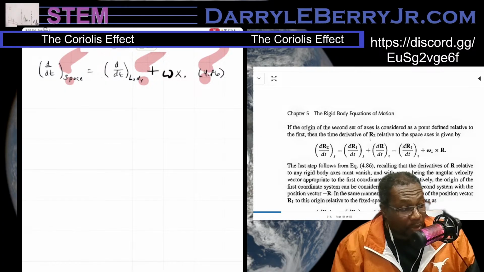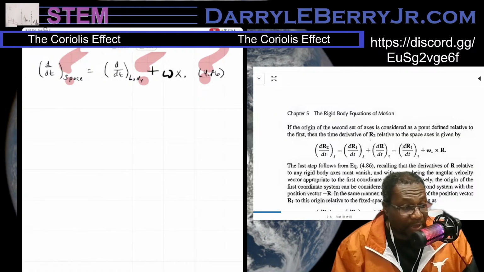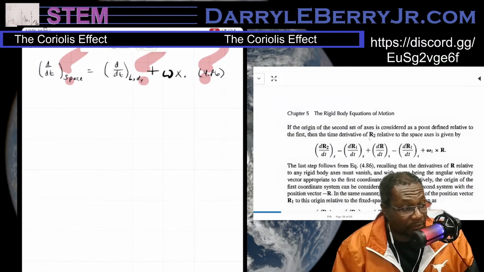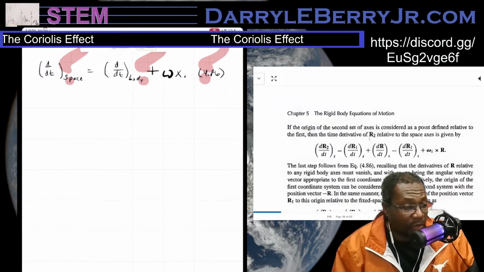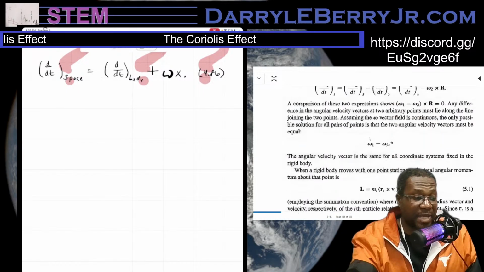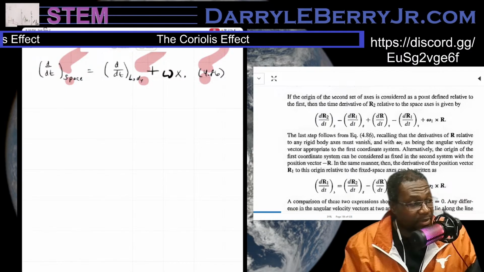Recalling that the derivatives of r relative to any rigid body axis must vanish, and with omega 1 as being the angular velocity vector appropriate to the first coordinate system. Alternatively, the origin of the first coordinate system can be considered as fixed in the second system, with the position vector negative r. In the same manner, then, the derivative of the position vector r1 to this origin relative to the fixed space axis can be written as that.